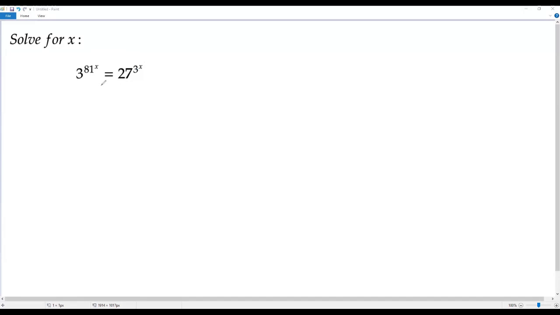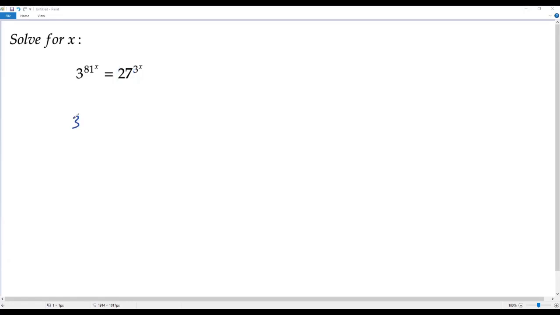To solve for the variable x in an exponential equation, what we need to do is get the same base on both sides. Once we get the same base on both sides, we can equate the exponents and solve for x. Here on the left side the base is 3, on the right side the base is 27, but 27 is a power of 3 because 27 can be written as 3 to the third power. So when I write 27 as 3 to the third power, I can get the same base on both sides.